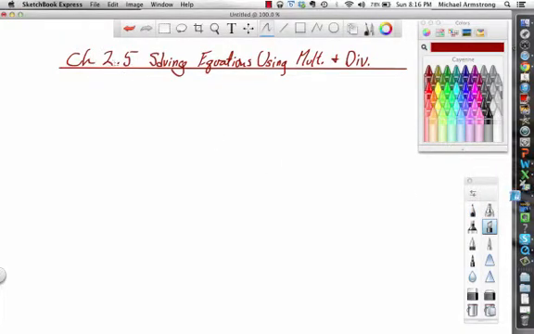Okay, here we are, chapter 2.5, solving equations using multiplication and division. I accidentally pushed this button, and so that's going to pop up here in a second, and then I'm going to have to shut it back down. Maybe not. Let's look at example 1.